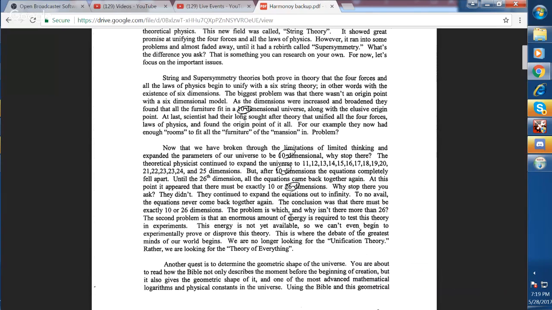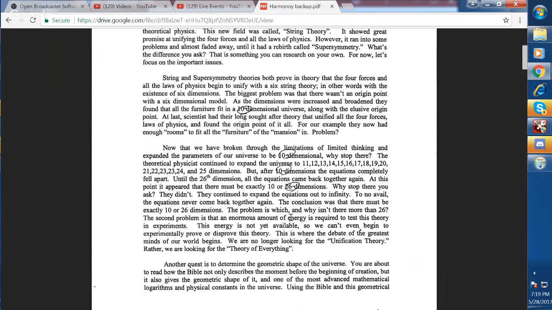The second problem is that the enormous amount of energy that is required to test this experiment, it's 10 to the negative 26 Planck energy. That's an amazing amount of energy. So this energy is not yet available, so we can't even begin to experimentally prove or disprove this theory. This is where the debate of the greatest minds of our world begins.